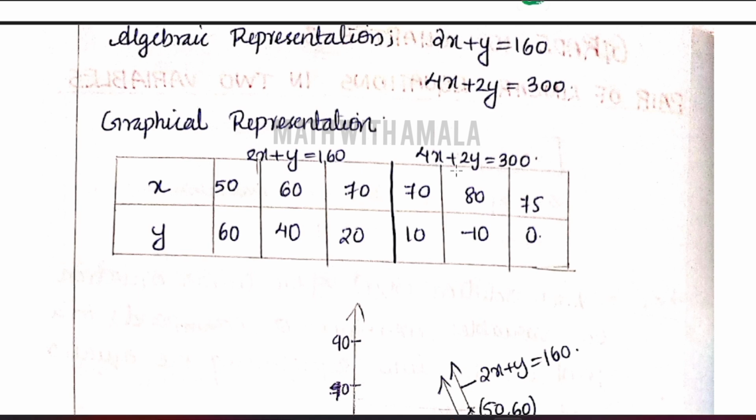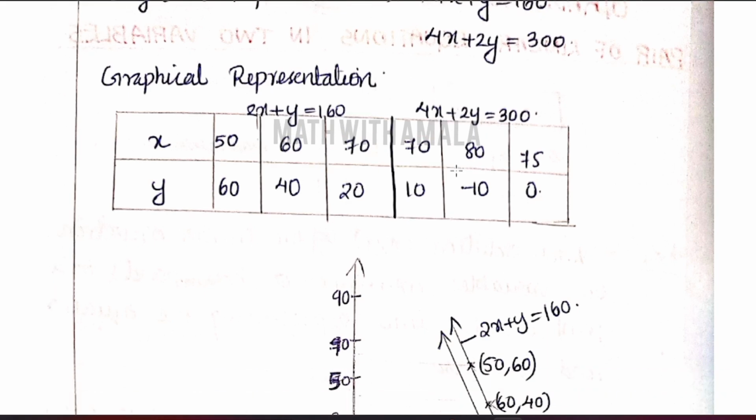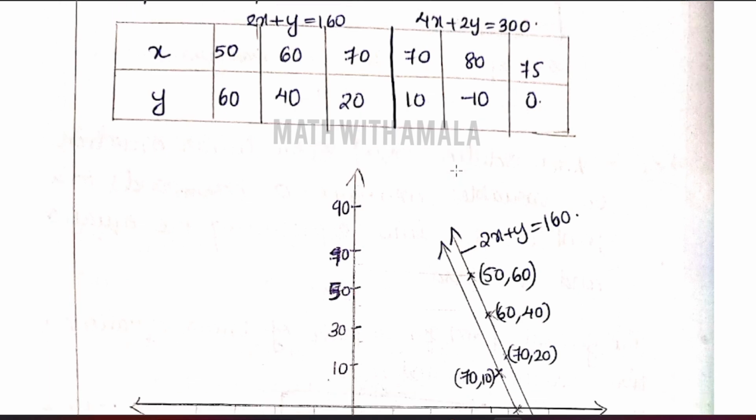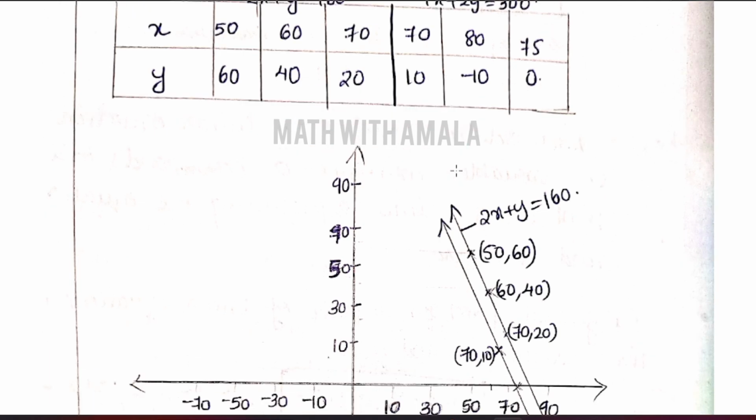In order to do the graphical representation, you can draw a table which contains x and y, which gives values for the two equations of the pair of linear equations. Let's take the first one, 2x plus y equal to 160. In this, I'm giving some numbers like 50, 60, 70. Corresponding to the values of x, I'm getting values for y, like 60, 40 and 20. Likewise, I'm finding the next set of numbers also.